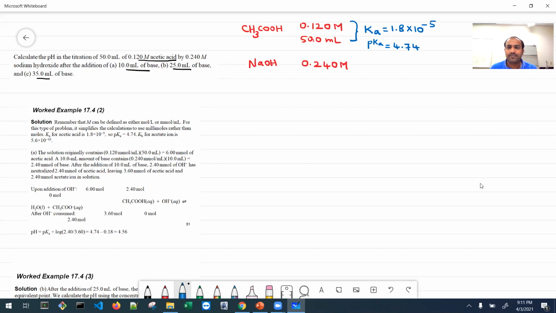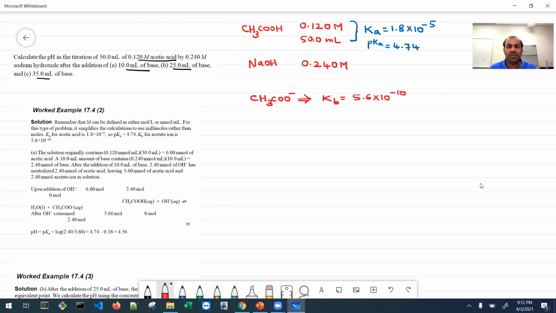And also the information they'll give you is the acetate ion information. So acetate ion is nothing but, I can write it down here, it's easier for us, CH3COO minus, which is the Kb value for this. Kb for that is given as 5.6 times 10 to the negative 10. So this is all the information they gave us.